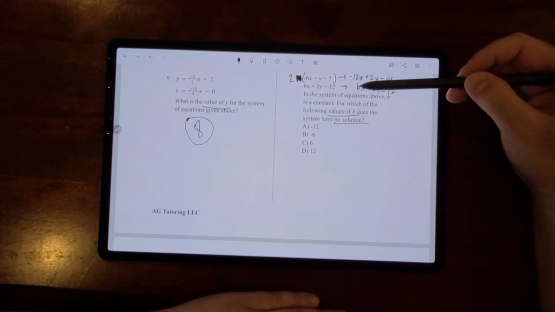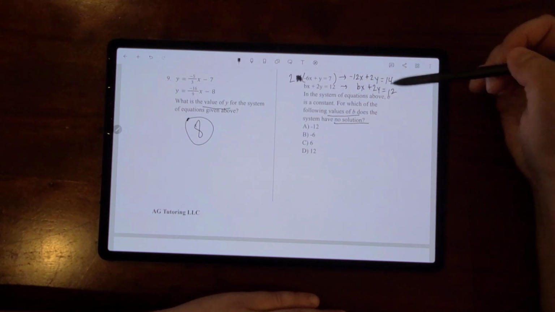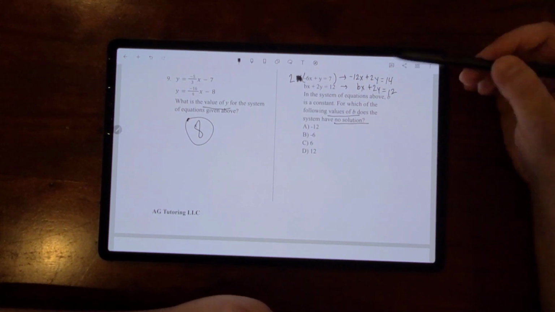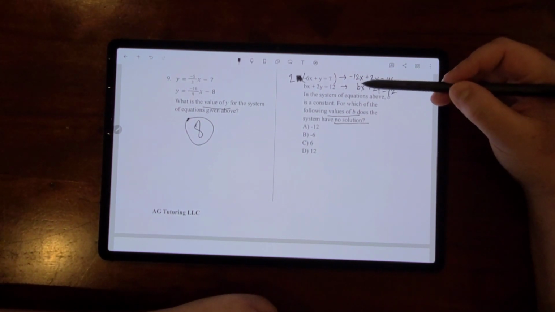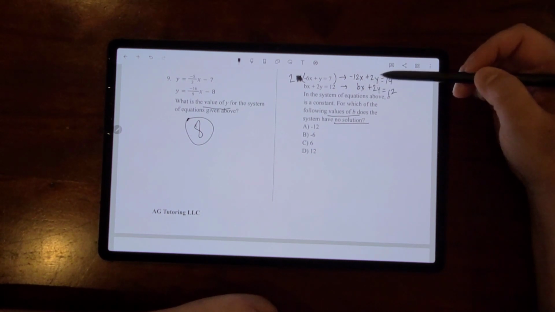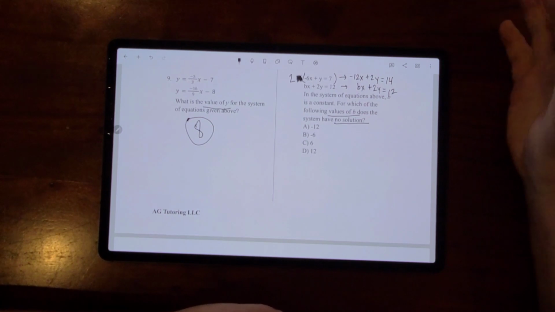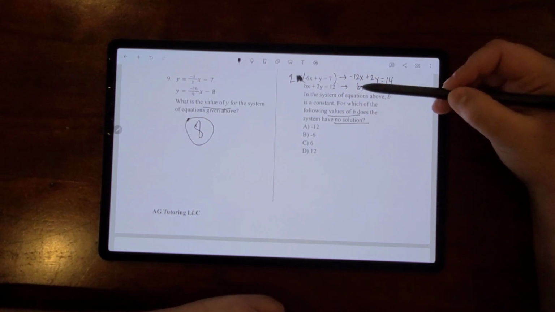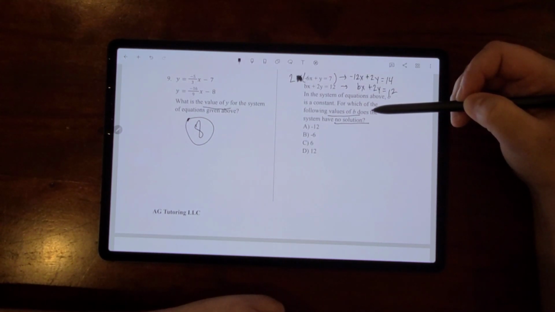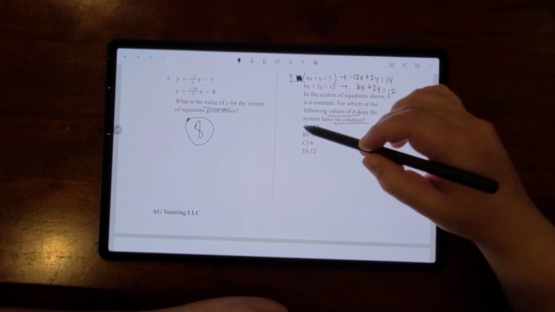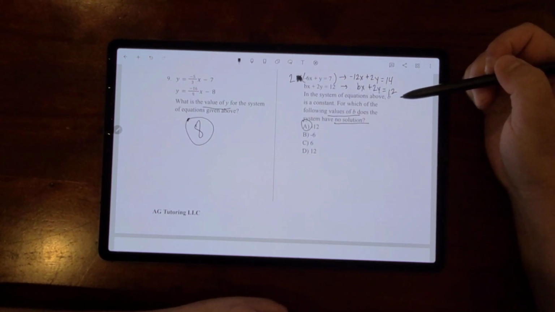They're asking what value of b would make this situation impossible so that there's no solution. Well, that would mean that to get this to look as similar as possible, where it would be equal to two completely different numbers, which would make there be no solution, I would have to make b be negative 12. So that would mean the answer is A.